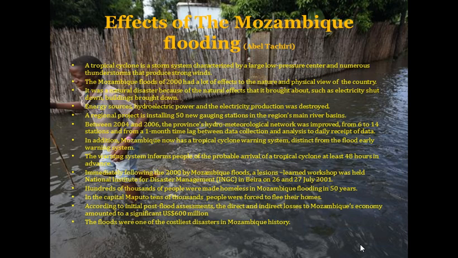The Mozambique flooding had a lot of effects on the nature and the physical view of the country. The energy sources, hydroelectric power, and electricity production were destroyed. The warning system informs people of the probable arrival of tropical cyclones at least 48 hours in advance. So the system brought about change, helping the Mozambique people to be informed about future floods. The floods were one of the costliest disasters in Mozambique history.